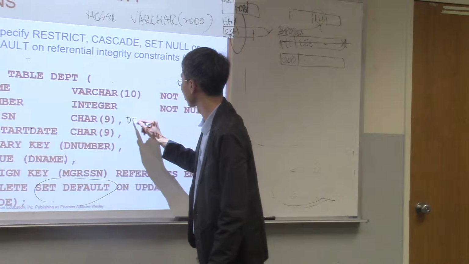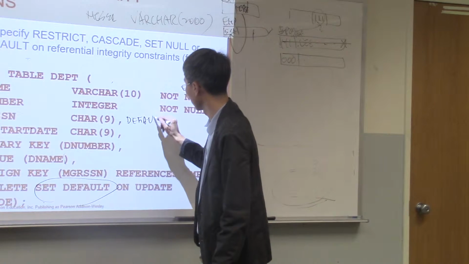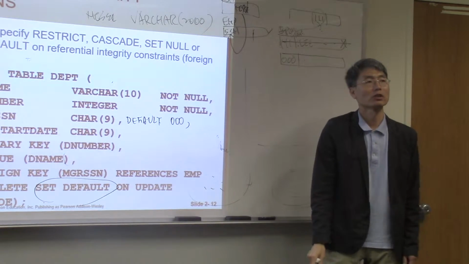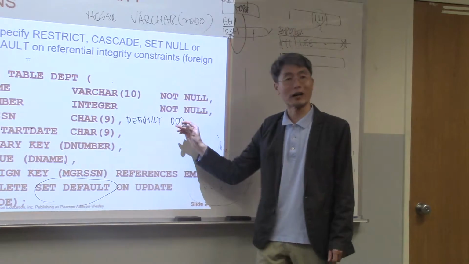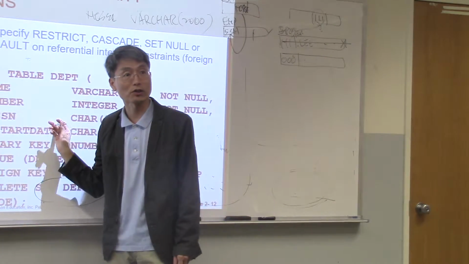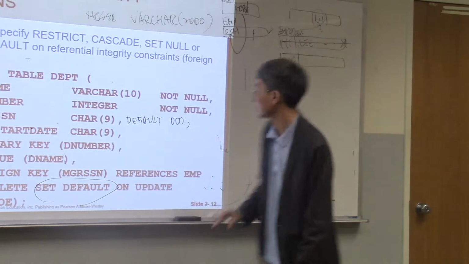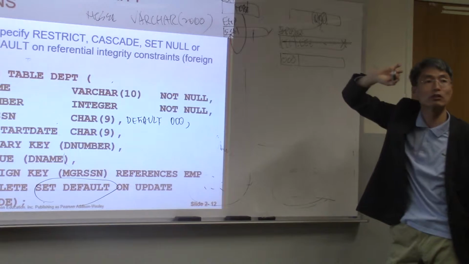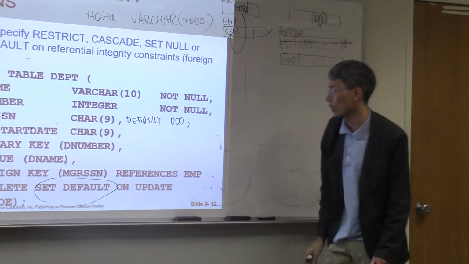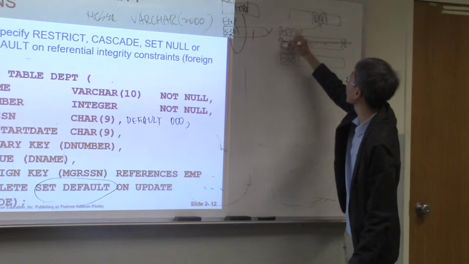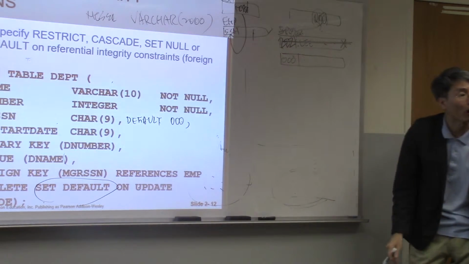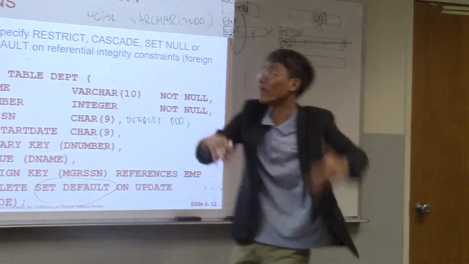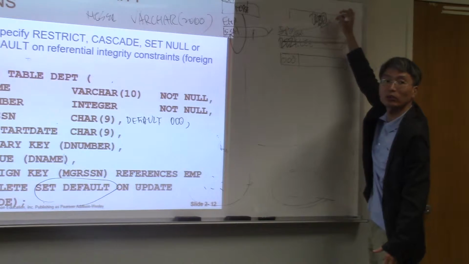Also, the default is set here. So you need to set the default 000, the default value for this column, manager social security number. So when you delete this reference data, it will automatically change to the default value. What if update? If we update 222, that's also a problem. At that time, cascade means follow, okay? Recursively follow, which means it automatically updates to 222.